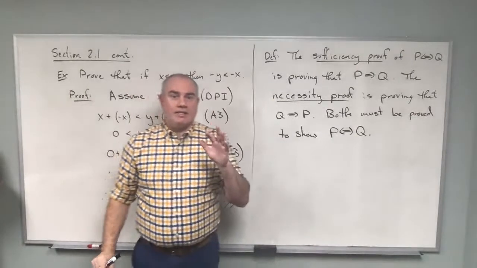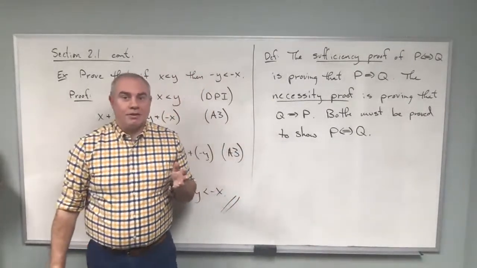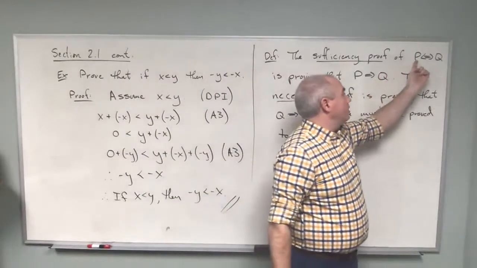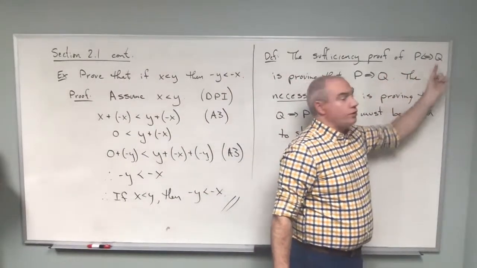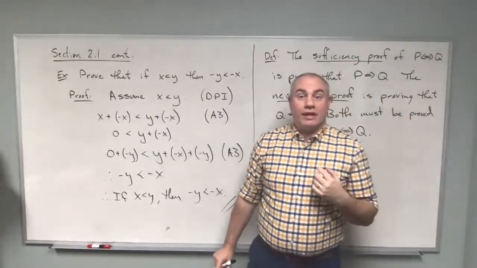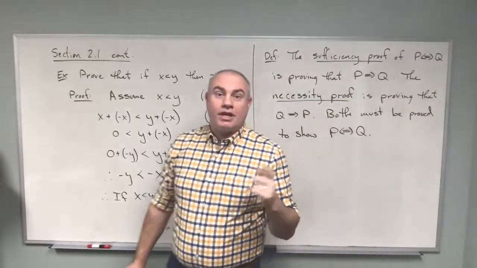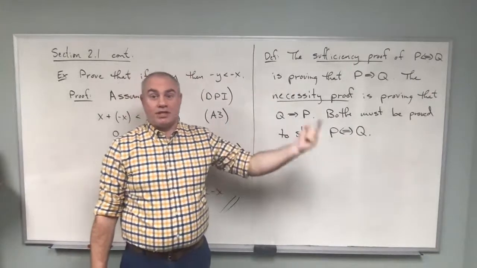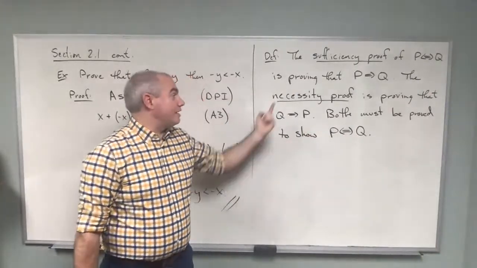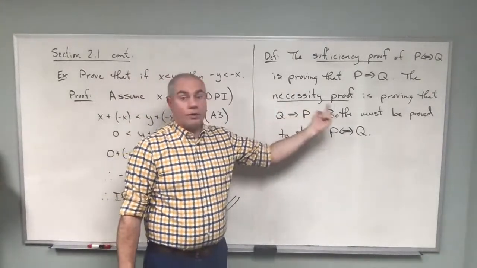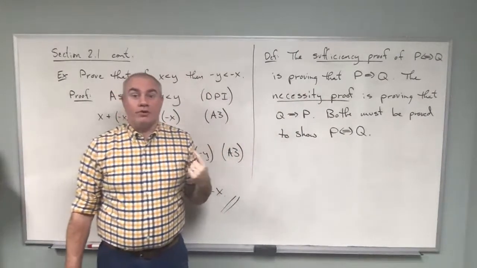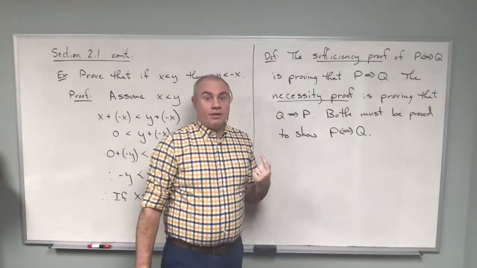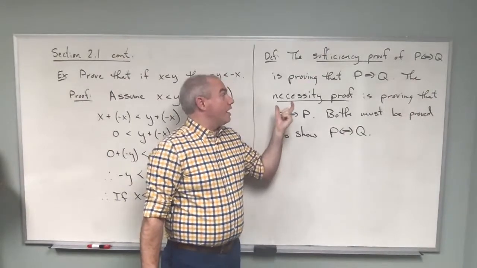Okay, so anytime that you get a statement and it says prove that P is true if and only if Q is true, then you actually have to write two proofs, because you have to write the sufficiency proof, P implies Q, and you have to write the necessity proof, Q implies P. Both of those need to be done at the same time in order for you to prove the if and only if statement.